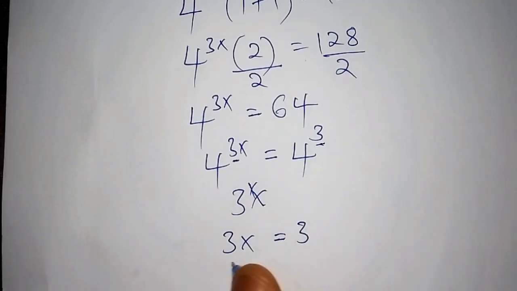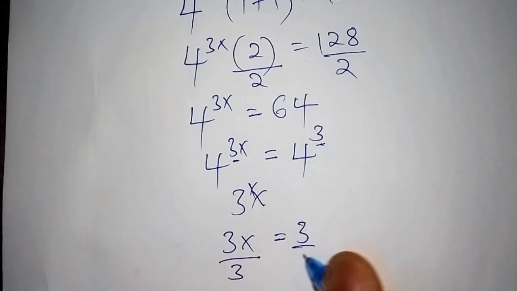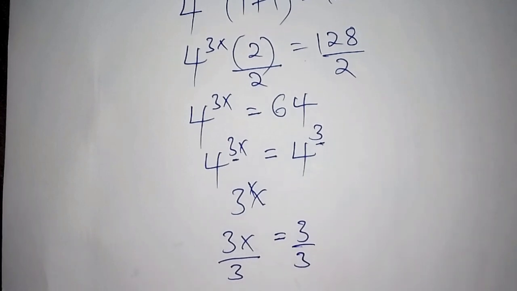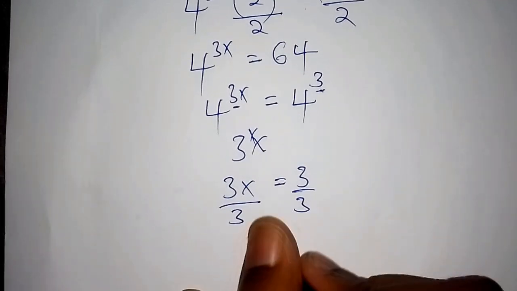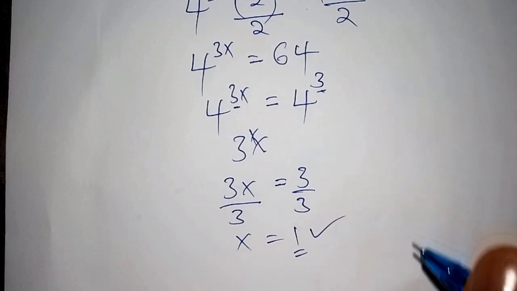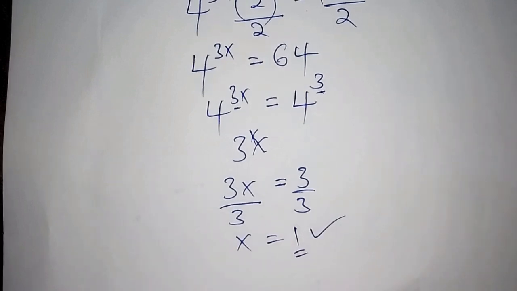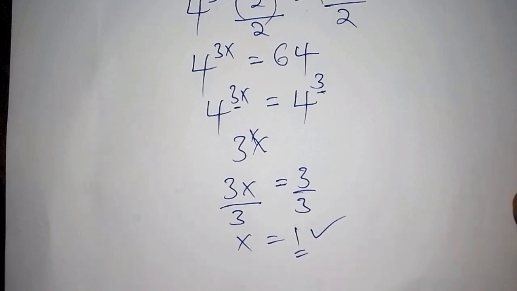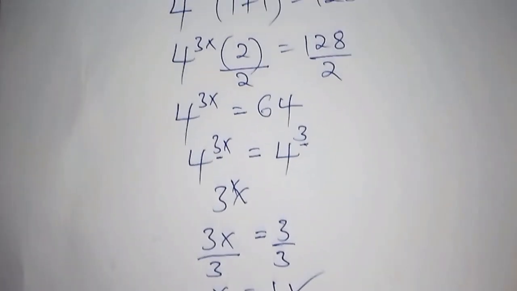Then from there we find the value of x by dividing both sides by 3. So our value of x shall be equal to 1. If you worked it out properly, you should have gotten 1 as our correct answer. We can still confirm that we have got it right, if it is truly what we expect. So let's now confirm.